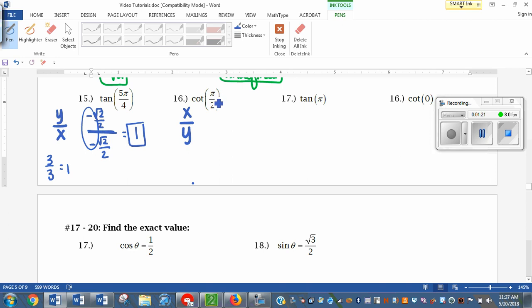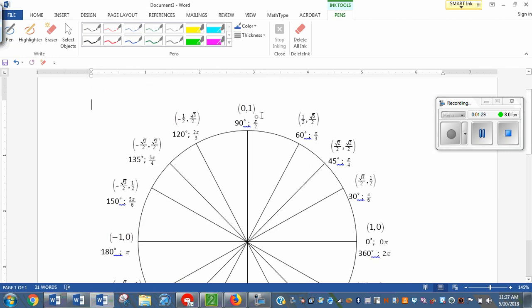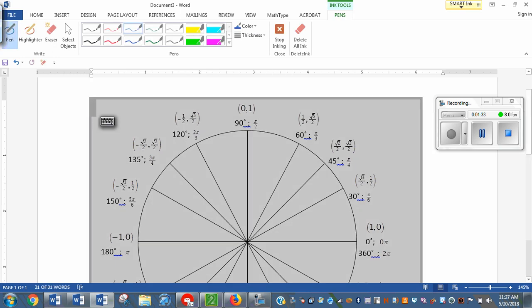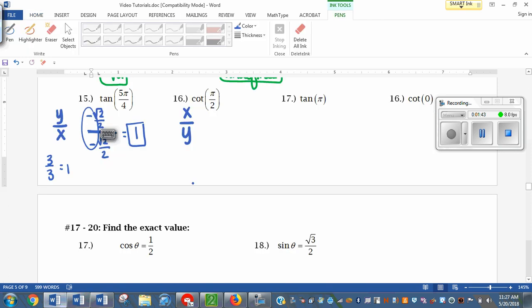At pi over 2, we want to put the x value in the top and the y value in the bottom. I'm going to go up to pi over 2, which is right here, and we want the x value over the y value. So we're going to put the 0 in the top and then the 1 in the bottom. Now if 0 is in the top, my answer is just 0.